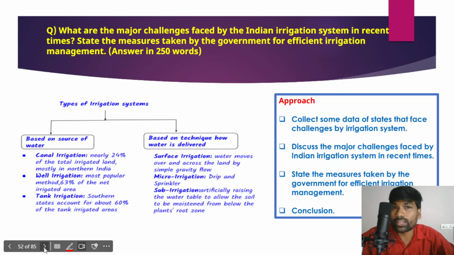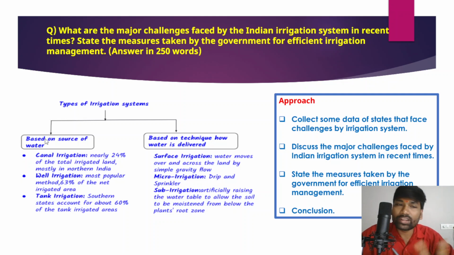So as I have already told you, in General Studies Paper 3, agriculture is a very important section, because a lot of questions are being asked from the agriculture section alone. So if you look at the types of Indian irrigation system, it can be divided into two different types. You can draw this particular diagram, or this flow chart, in the examination.